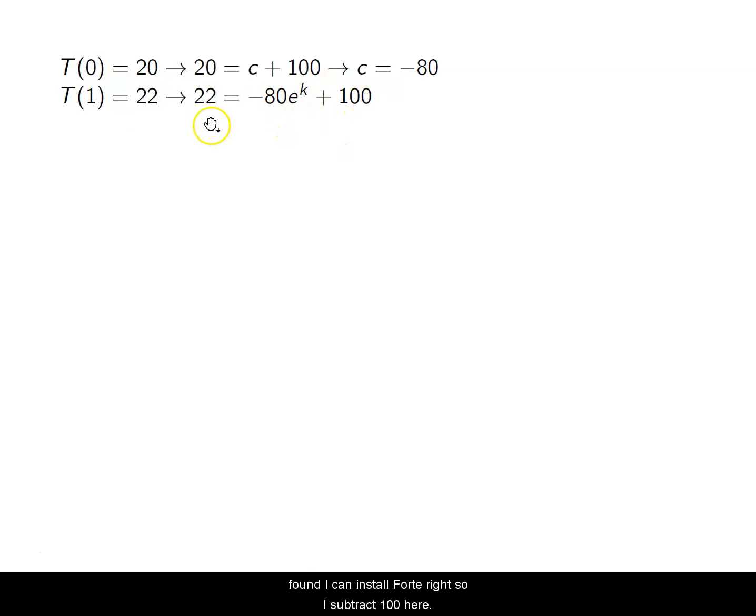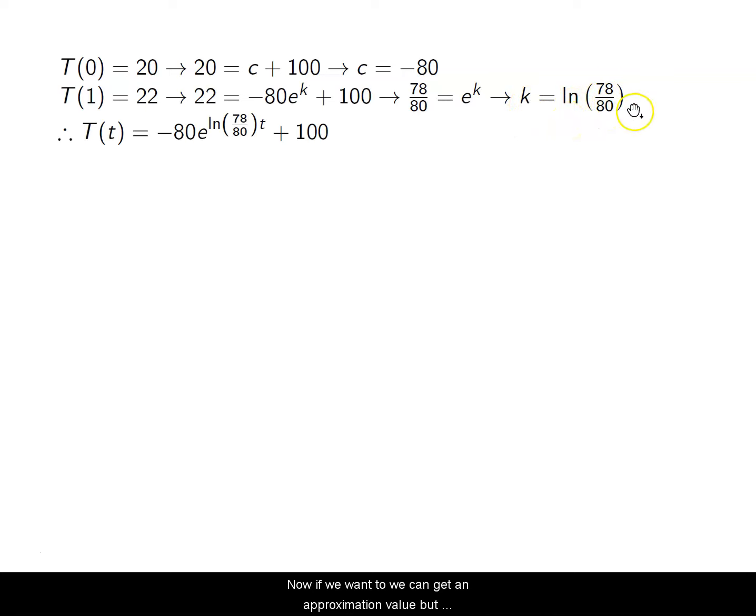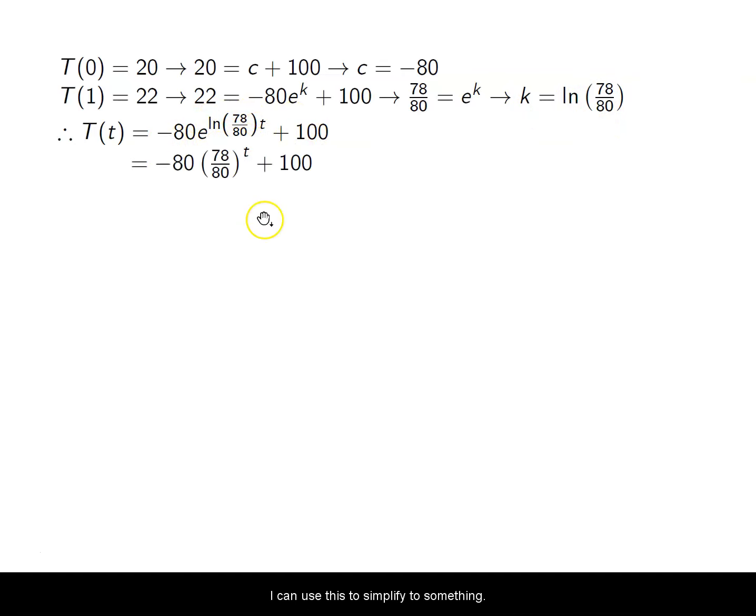So I subtract 100 here, and I divide by negative 80. So subtracting by 100 makes this negative, dividing by negative 80 makes it positive. I can reduce this down if I want to, it doesn't really matter. But K is basically going to be the natural log of this thing, right? So properties of natural log, give me a constant. Now, if we want to, we can get an approximation value, but things are always easier when you have an exact value, right? So even when I put it here, I can use this to simplify to something that's even easier to deal with, right?